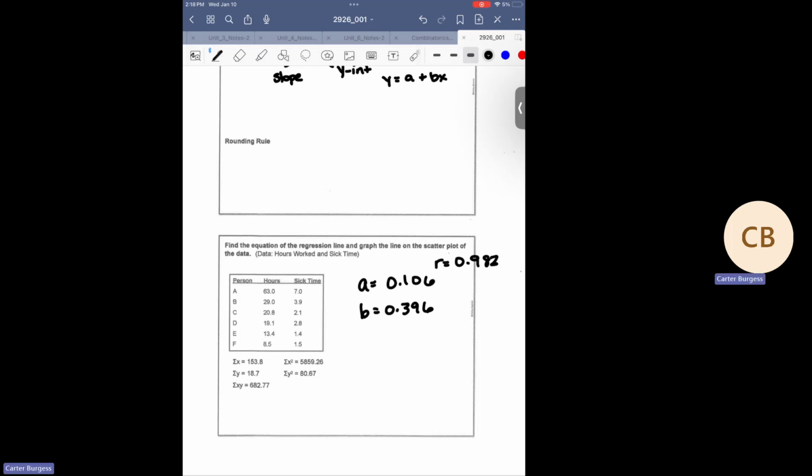Okay, I used the ax plus b lin reg. If you use the a plus bx, your A and B are going to be reversed, but that doesn't matter. The formula that you get should be the same. This is going to be y is equal to 0.106x plus 0.396.